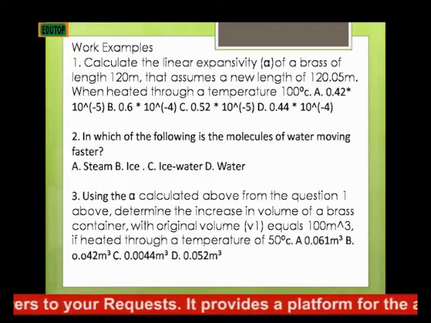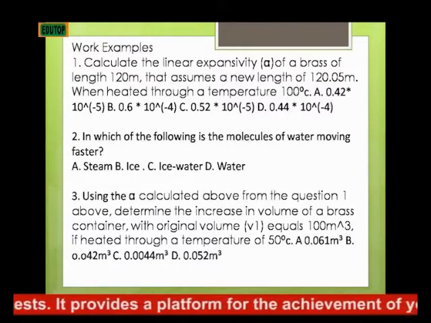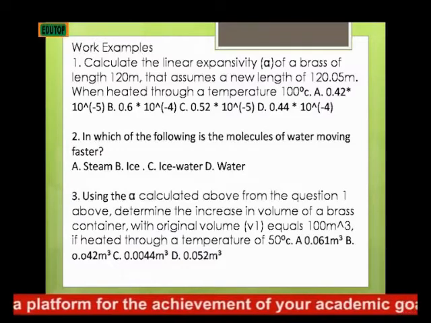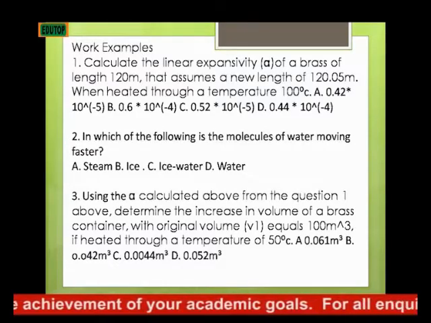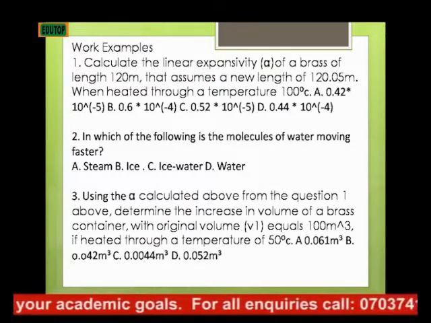Always write out your parameters. Initial length is 120. That assumes a new length, that's your L2.